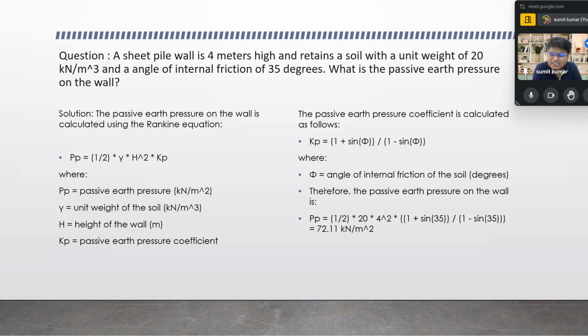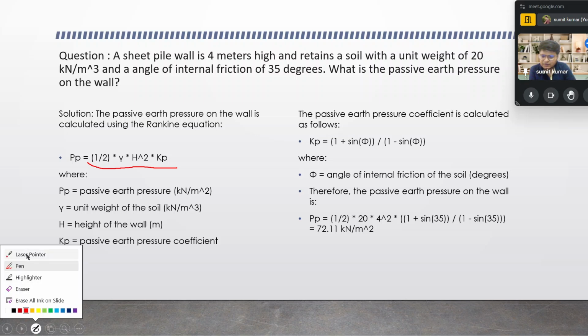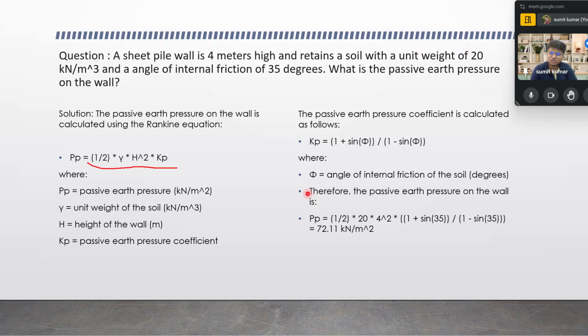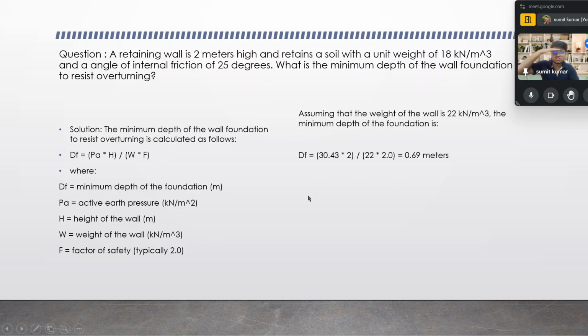So we calculate again in the same manner: Pp equals 1 by 2 into gamma into H square into Kp. Again this is 4 meter height and the unit weight is 20. So Pp equals 1 by 2 into 20 into H square into 1 plus sine phi upon 1 minus sine phi. The value is going to be 72.11. This is a simple problem. I don't think we need to take more time on it because we have more complex problems coming ahead. The next one is also a similar problem, so I will leave it for you to solve by yourself.